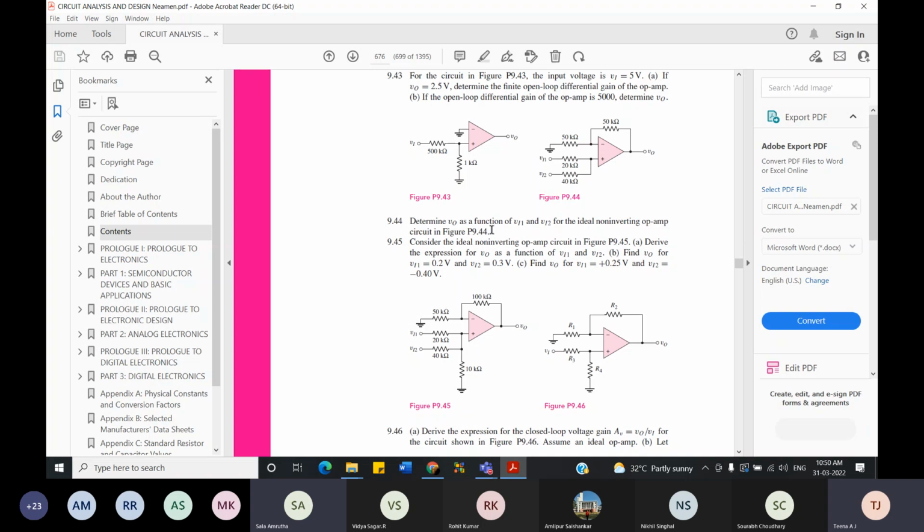Determine the output voltage as a function of VI1 and VI2 for the ideal non-inverting op-amp circuit in figure. This is the figure. So determine V output as a function of VI1 and VI2.